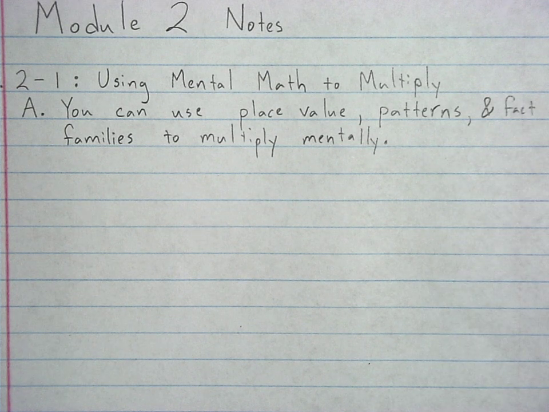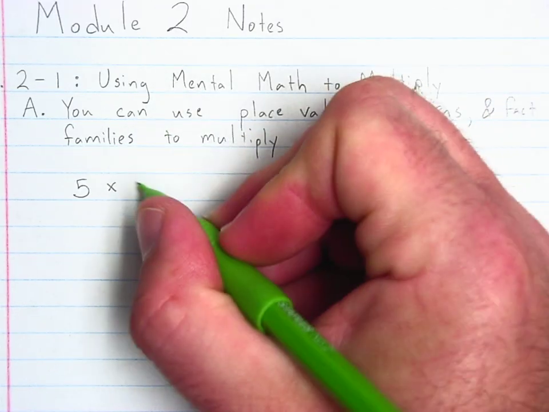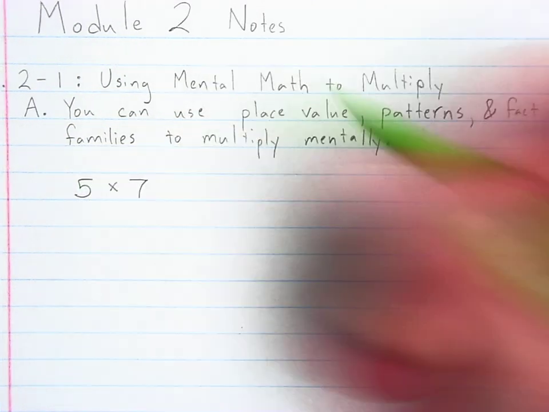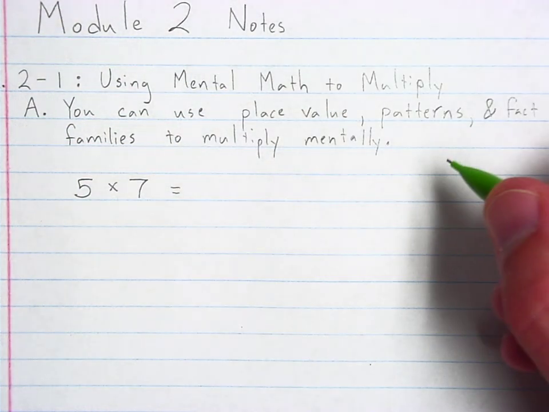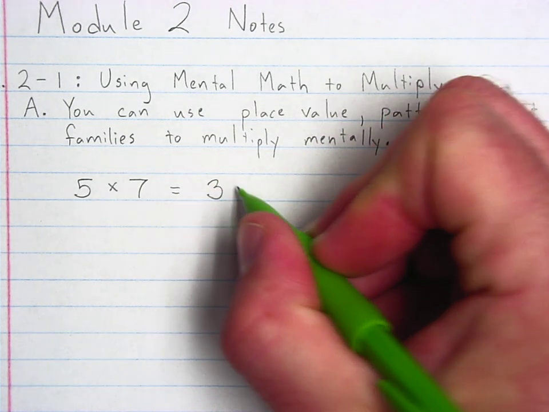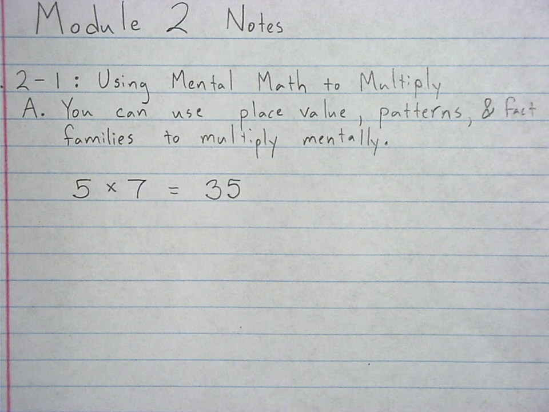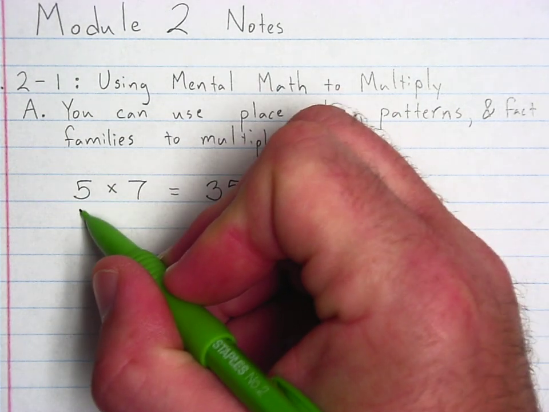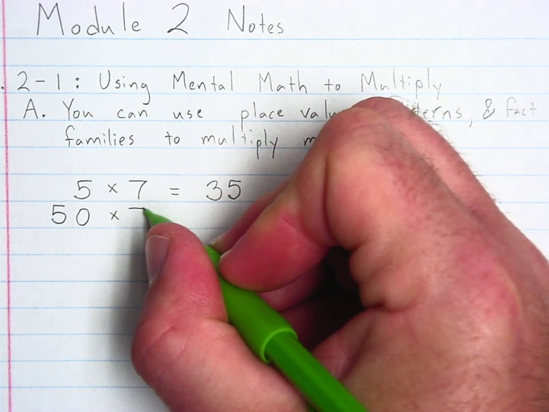For example, we have a basic fact family, 5 times 7. I guess we're not building up an entire family yet, but this is a basic multiplication fact that I think most of you are familiar with. Most of you are already yelling at your computer, it's 35! It is 35. What we're going to do is extend that. We're going to say, okay, 5 times 7 is 35. Well, what if I have 50 times 7?